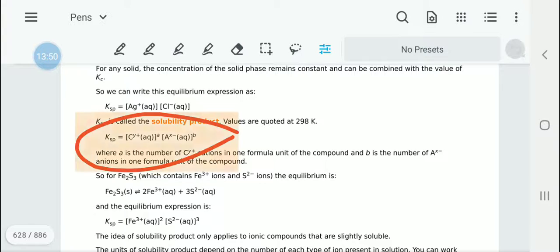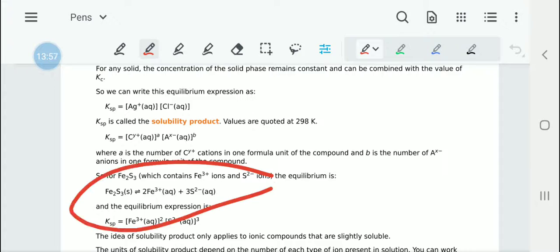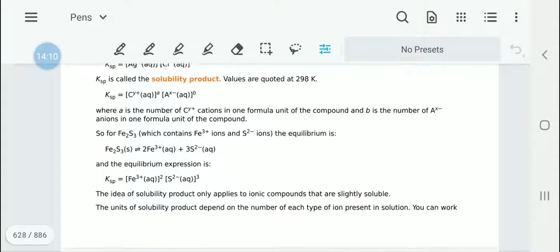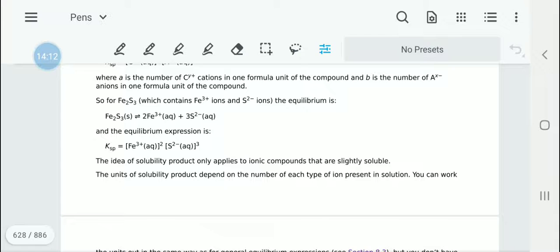Write down an example, Fe2S3 solid. This equation, Fe2S3 solid, reversible sign, 2Fe3+ aqueous plus 3S2- aqueous. So then the solubility product equation would be Ksp equals, within square brackets, Fe3+ aqueous to the power 2, times S2- aqueous to the power 3.